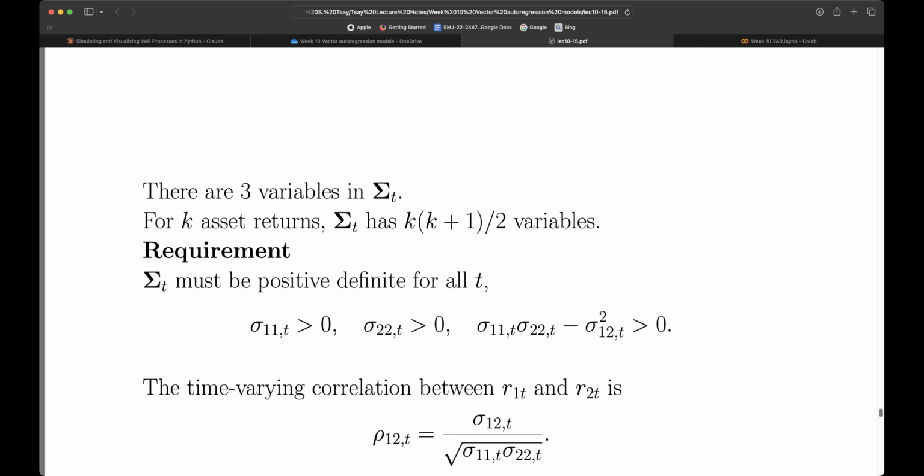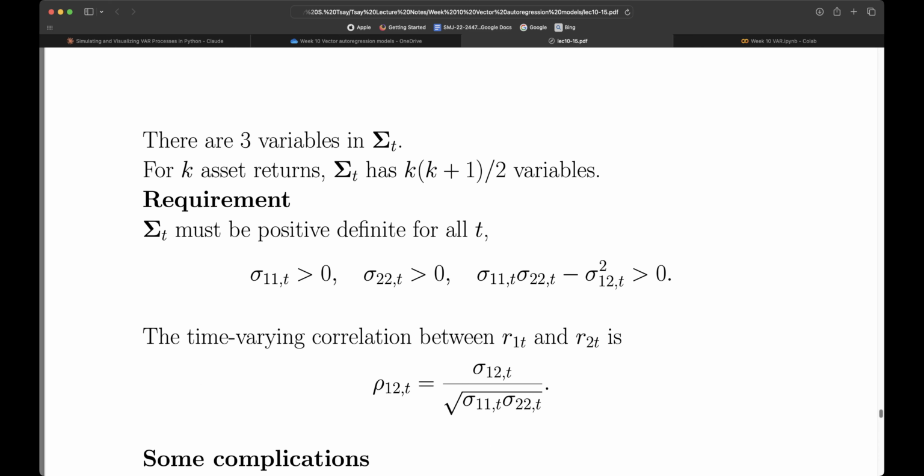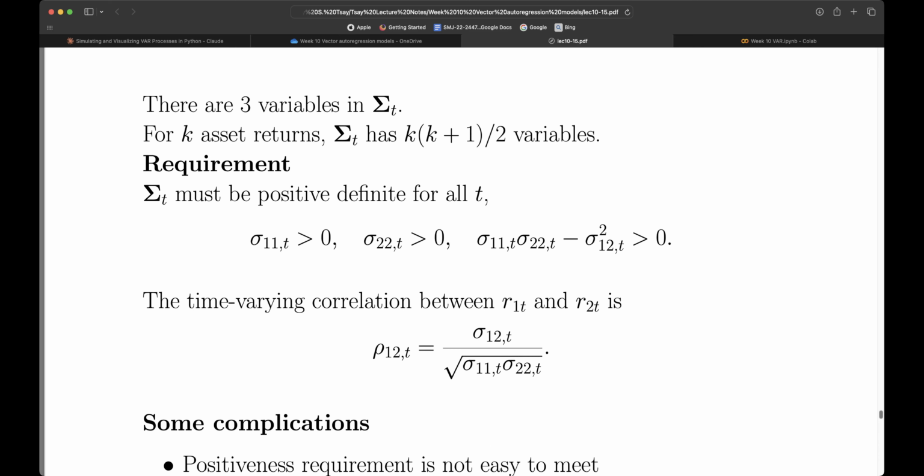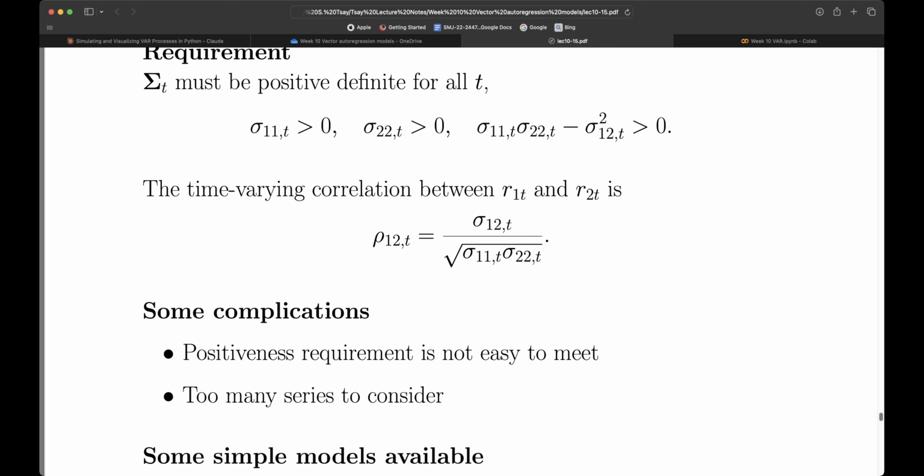So the diagonal terms are variances, so they should be greater than 0, and the determinant should be positive. The time varying correlation between R1t and R2t looks like this. Now there are some complications. The positivity requirement: variance is positive, but a covariance matrix is a matrix, so defining positivity or negativity of a matrix is not exactly the same but related. It should be a bit nuanced.